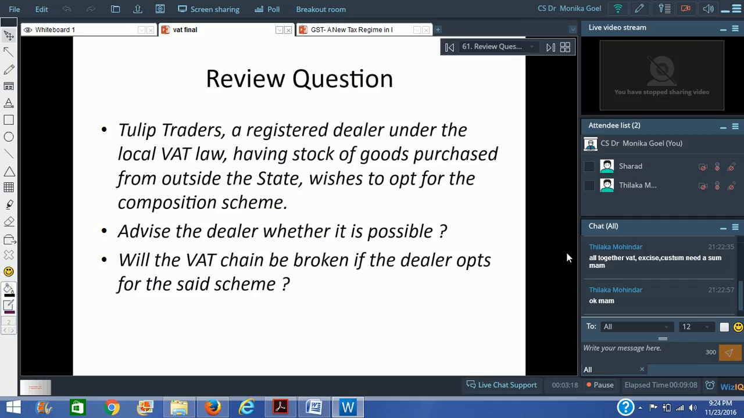What is the composition scheme? It is the scheme in which the dealer does not have to charge VAT on every invoice. Rather, he is required to pay a composite amount of his total turnover as VAT to the government. So every invoice that he generates is not liable; he is not liable to charge VAT. The question is that in this case, he has some stock of goods lying with him which is purchased from outside the state. Can he opt for the composition scheme?